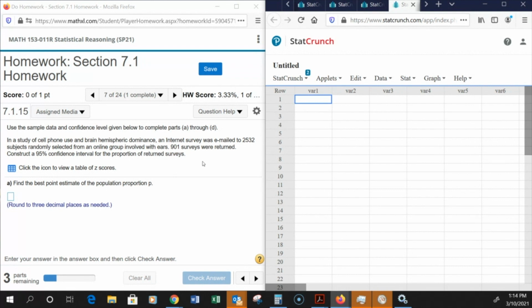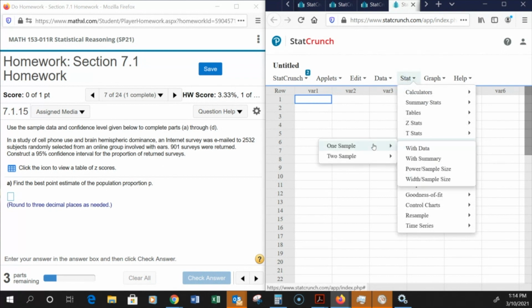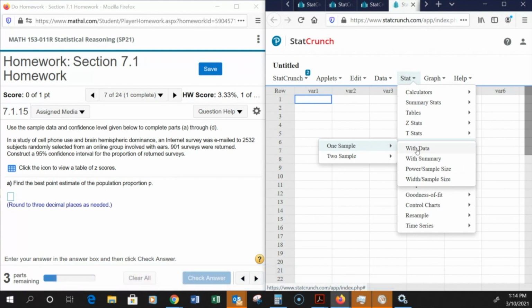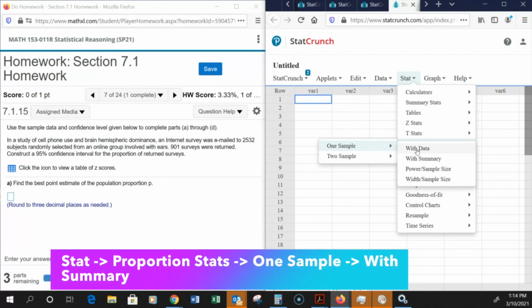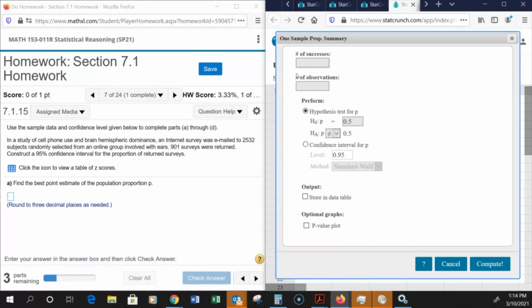So just saying. Anyway, we have 2,532 people who got an email, and 901 of them responded. And we want to know what proportion responded. So we go to Stat. We go to Proportion Stats. Everything from now on for a while is one sample. We'll have a later chapter that has 2 samples, but right now they're all one sample. We don't have the data. We don't know Fred returned it and George didn't, and so on. We just have the summary values. And so we select this. The number of successes is 901.